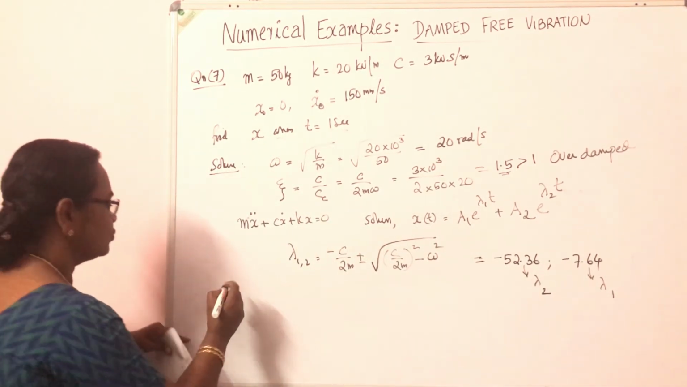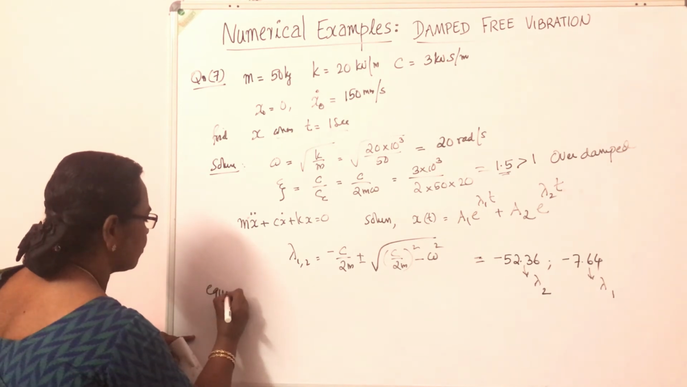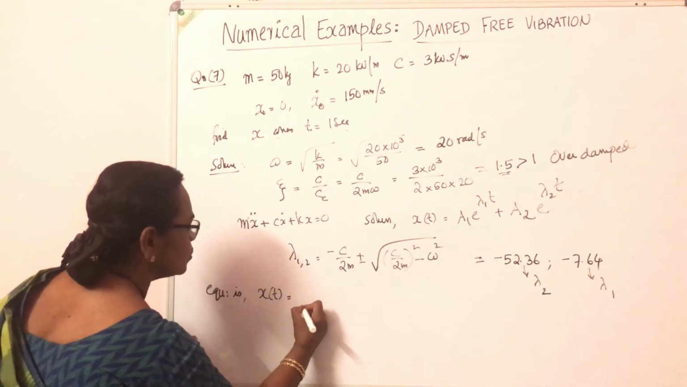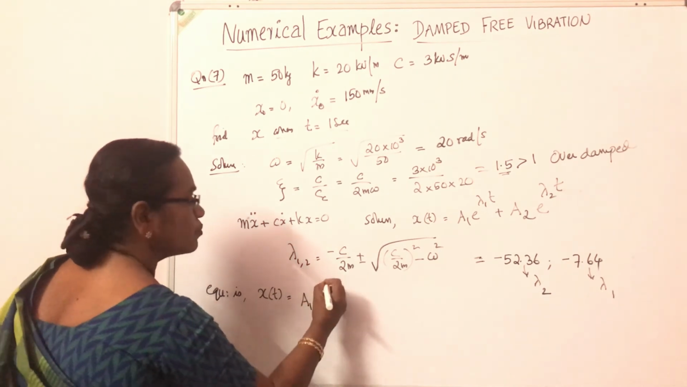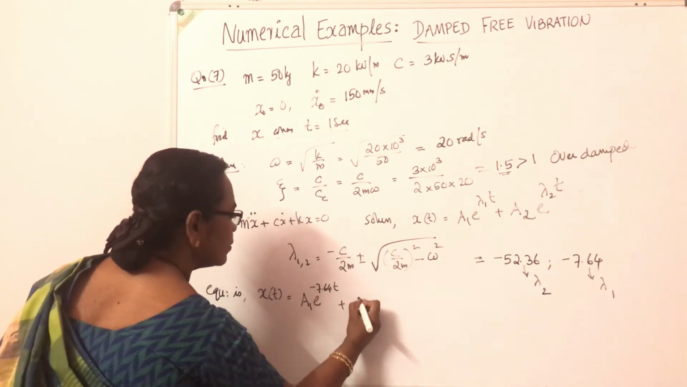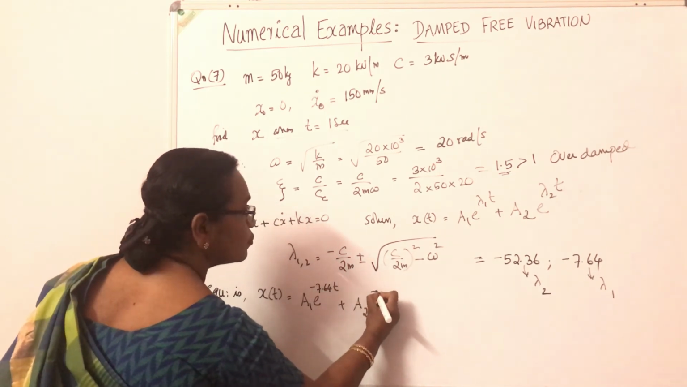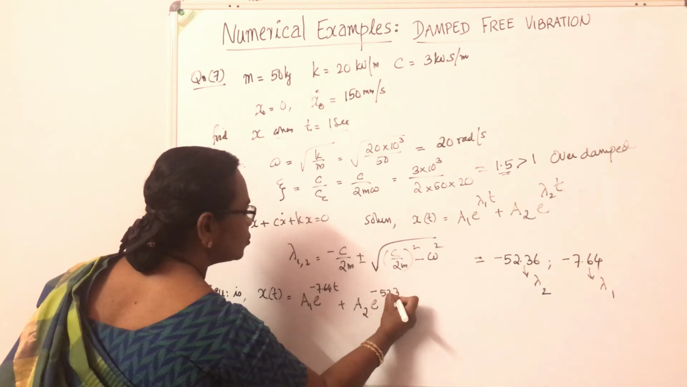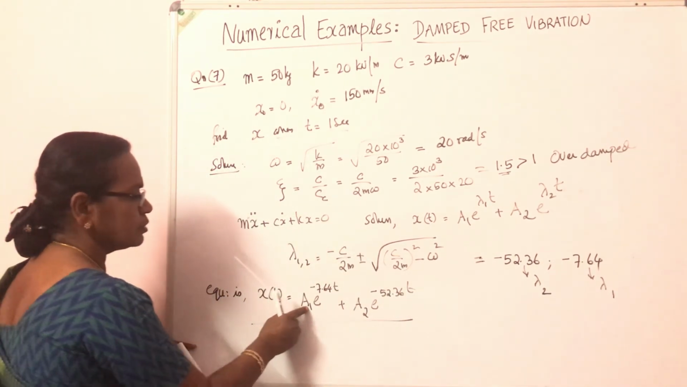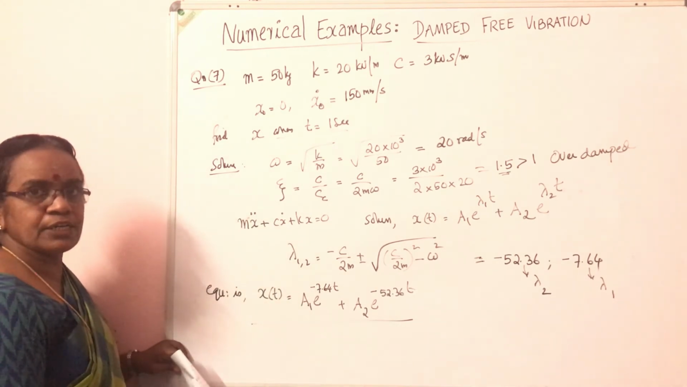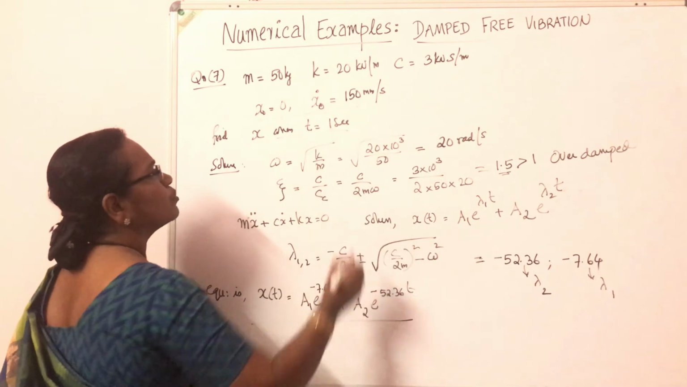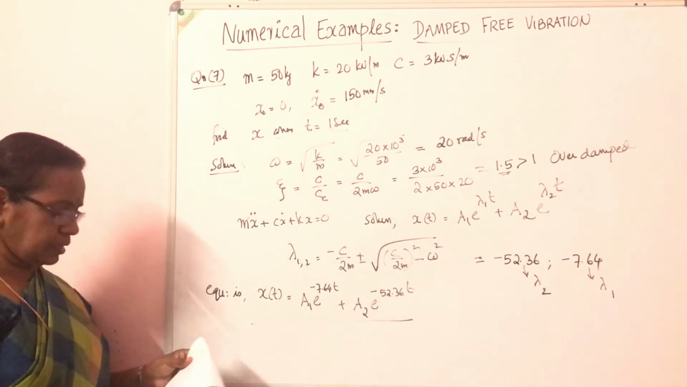So the equation of motion or the displacement equation is x at any time is equal to a1 e raised to minus 7.64 t plus a2 e raised to minus 52.36 t. That's the first part of the answer. Here you have to find out the coefficients a1 and a2. For that we are given the initial conditions, x0 is equal to 0 and x0 dash is equal to 150 millimeter per second.